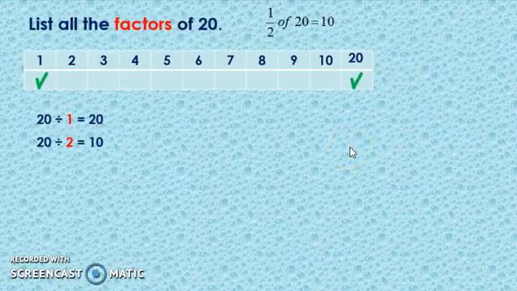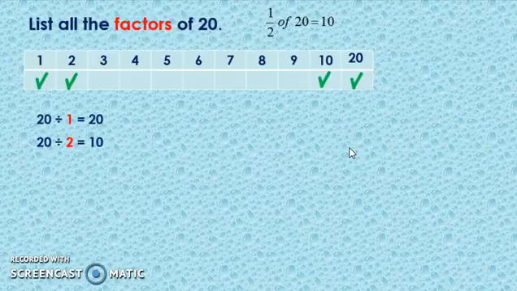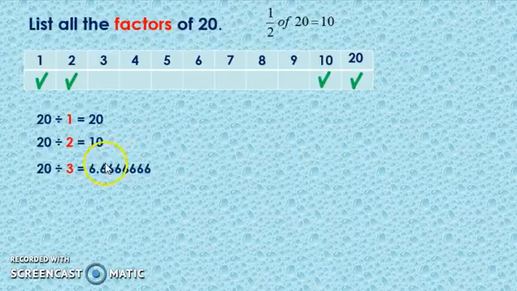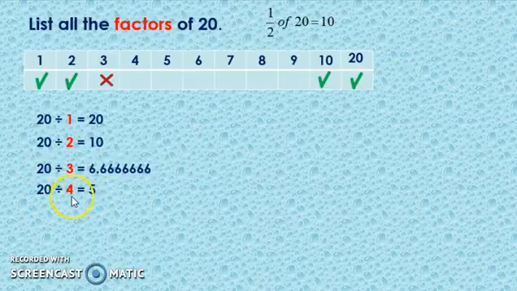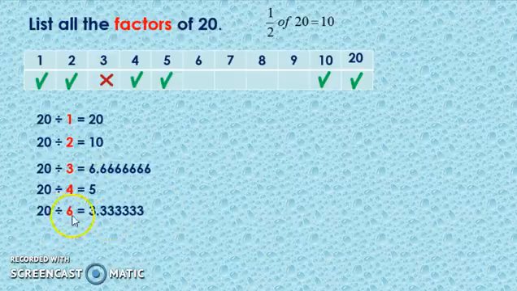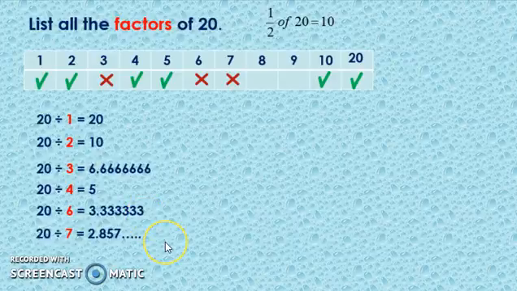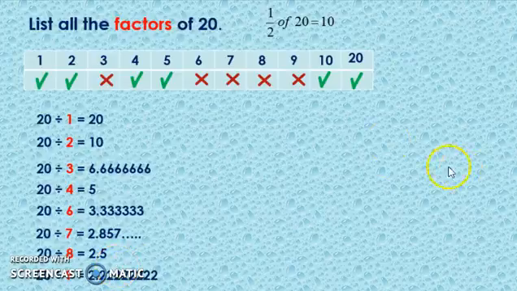Now let's check 2. 20 divided by 2 is 10. Again, a whole number. So 2 and 10 are factors. Let's try 3. This is not a whole number. 3 is not a factor. Let's try 4. Again, whole numbers. Both 4 and 5 are factors. 6 is not a factor. 7, 8, and 9 are not factors. So now we've checked all the possibilities, and these are all the factors of 20.